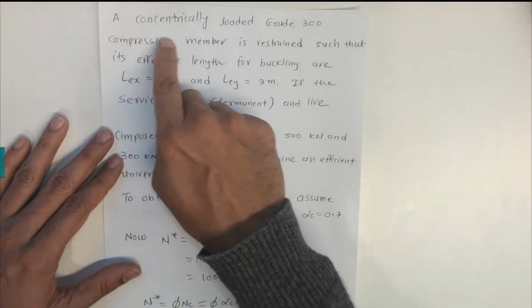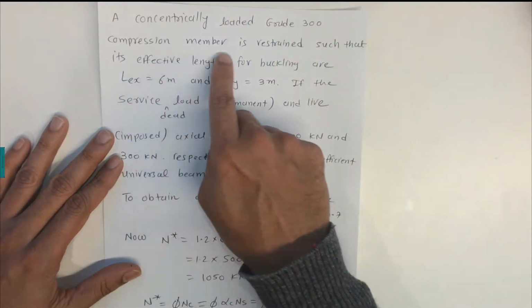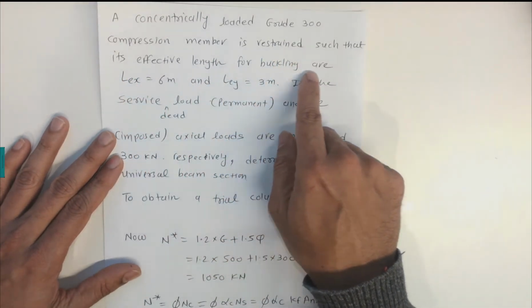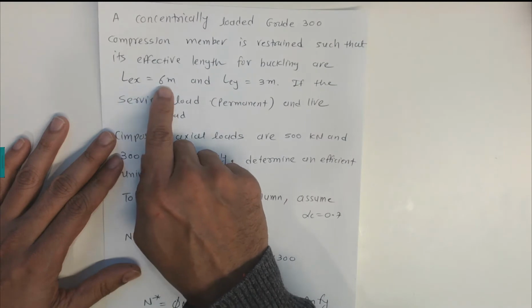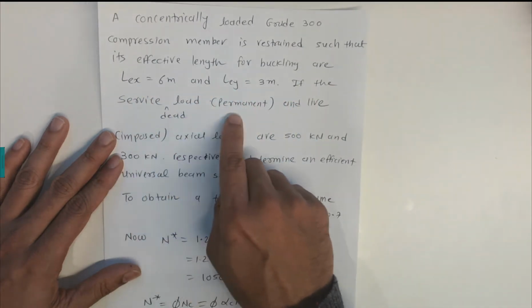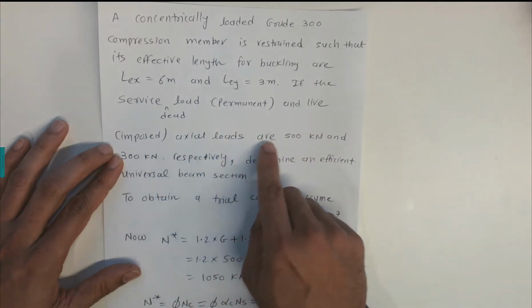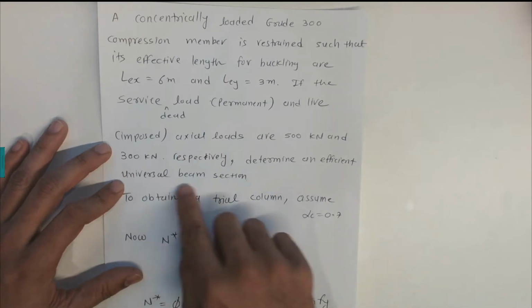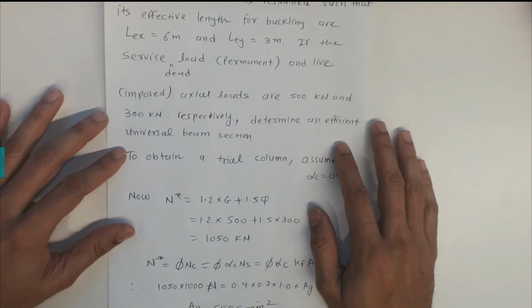This video explains a concentrically loaded Grade 300 compression member restrained such that its effective lengths for buckling are LEX 6 meters and LEY 3 meters. If the service dead load, permanent, and live imposed axial loads are 500 kN and 300 kN respectively, determine an efficient universal beam section.